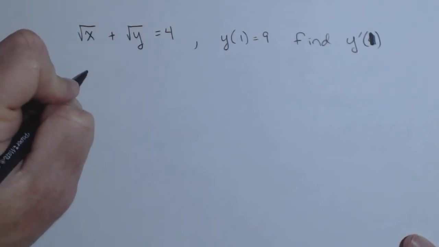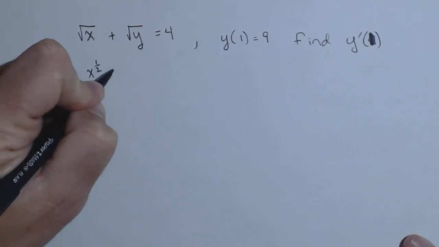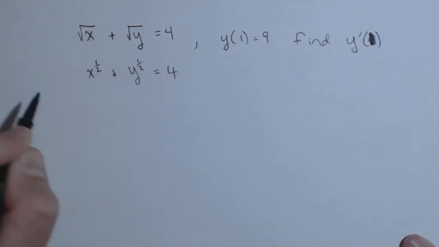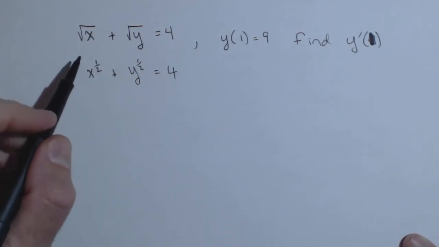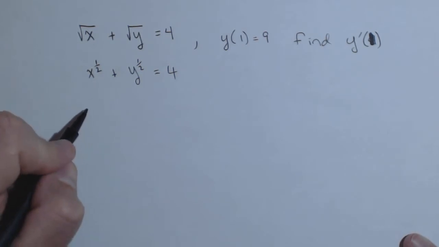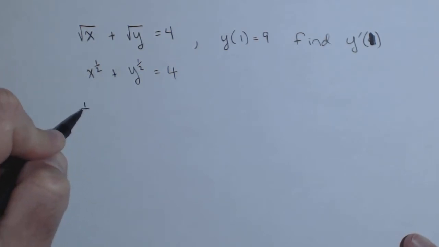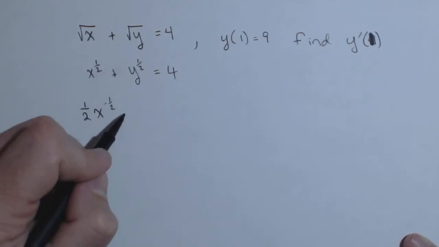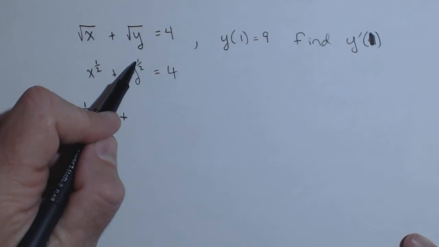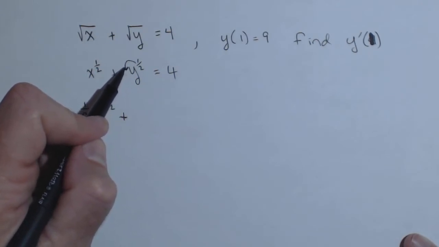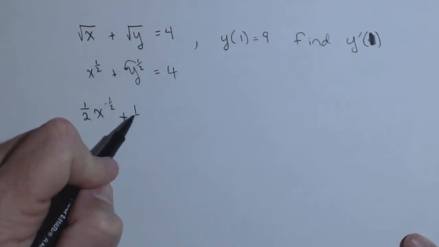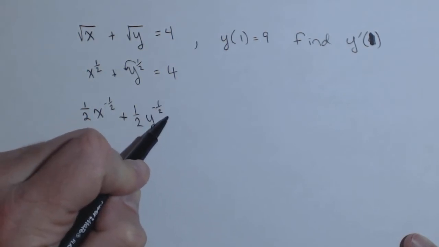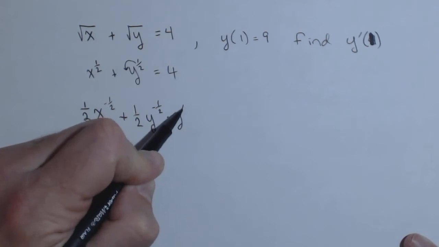One thing we might do first is write these both as power functions: x to the 1/2 plus y to the 1/2 equals 4. And now we do our implicit differentiation. Our x comes out pretty much like normal. We pull the 1/2 down in front and decrease the power by 1. Our y is our implicitly defined piece, so the 1/2 still comes out front, leave the y alone, it goes to the negative 1/2, and we have to multiply by dy/dx or y prime, whichever notation you prefer.